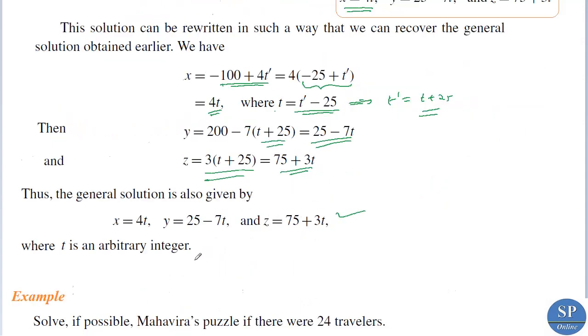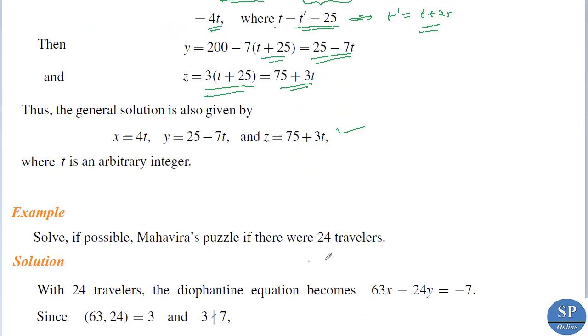Now another example: solve, if possible, Mahavira's puzzle if there were 24 travelers. Actually in Mahavira's puzzle we have 23 travelers. In that case the LDE was 63x minus 23y equal to minus 7. So if the number of travelers is 24 instead of 23, is it possible to find a solution of this puzzle or not? Since there are 24 travelers, the Diophantine equation will be of this form: 63x minus 24y equal to minus 7.